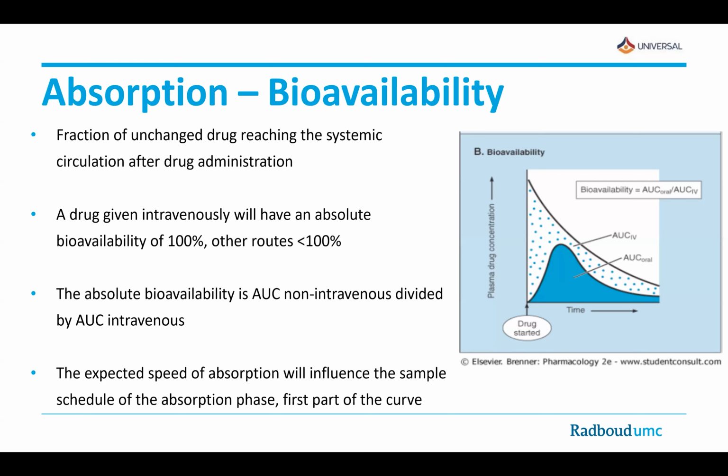So now the absolute bioavailability of a drug that is taken orally can be calculated by dividing the exposure of a drug when it is taken orally by the exposure of a drug when it's taken intravenously. And this is also shown in the figure here on the right. If you perform a pharmacokinetic study and you decide on what the sample schedules should look like, you will need to think about the expected speed of absorption of a drug, since it is important to get accurate information on what the first part of a curve looks like.